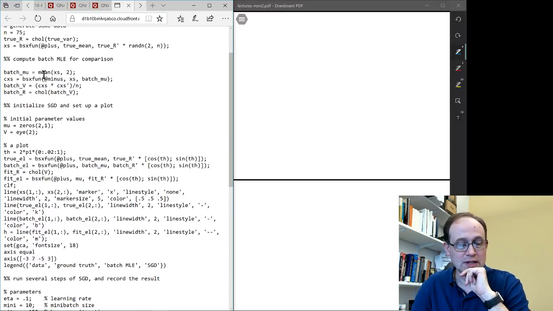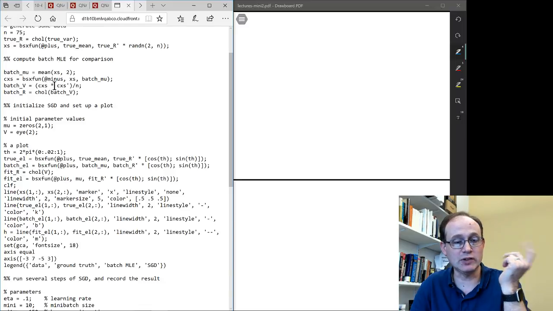All right, so the batch maximum likelihood estimate is simple to compute in this case. The mean is the mean of all of your training points, and the variance is you take each point and you subtract your estimated mean, and then you take the empirical variance, right? Meaning the sum over all training examples of that training example outer product with itself divided by the number of training examples.